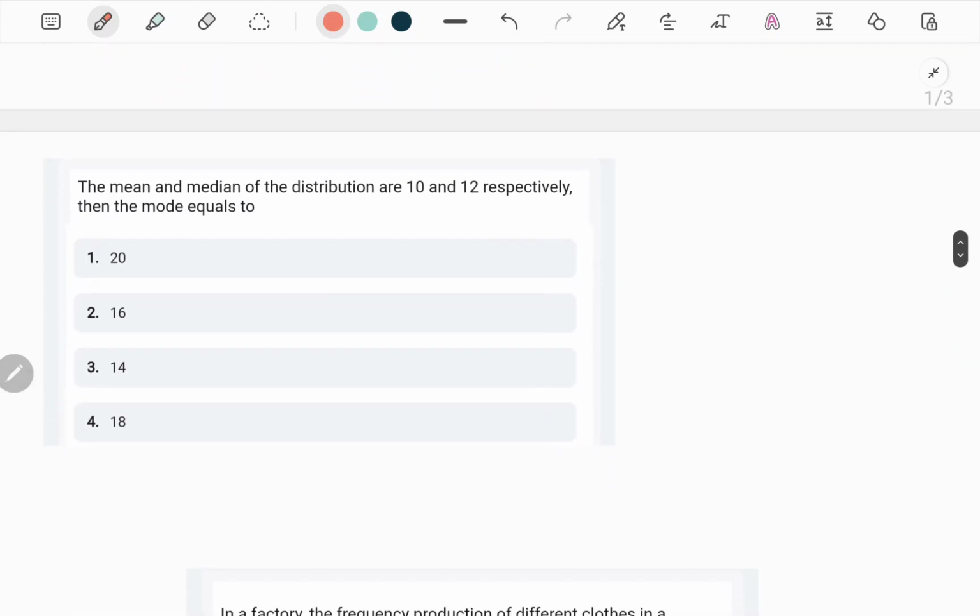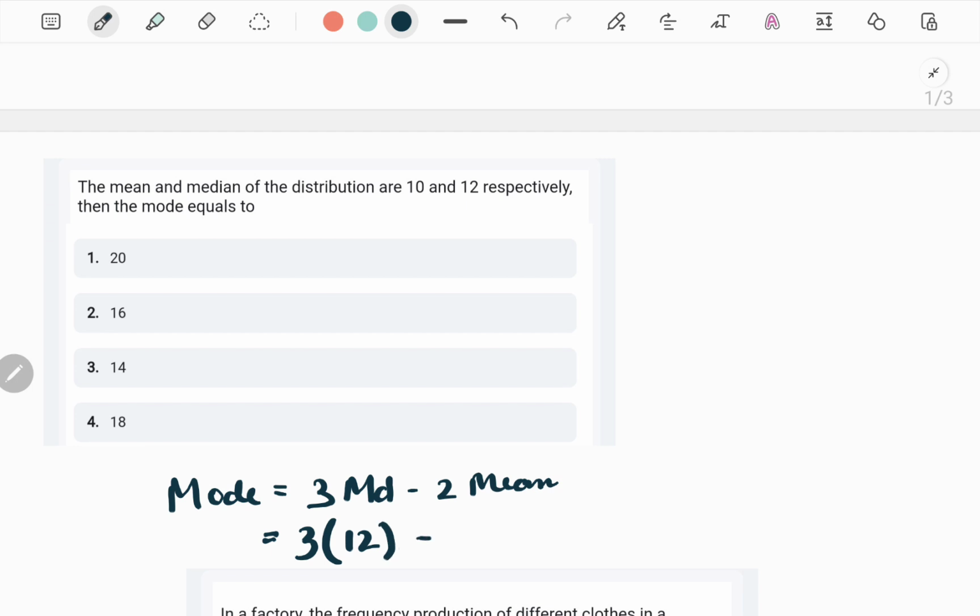Next up, we are given the mean and the median of the distribution and we are supposed to find the mode. We certainly know that mode is equal to 3 median minus 2 mean. So we will simply use this formula and we get 3 times the median, which is 3 times 12, minus 2 times the mean, which comes out to be 36 minus 20, which is equal to 16. So the correct option is option number 2, 16.